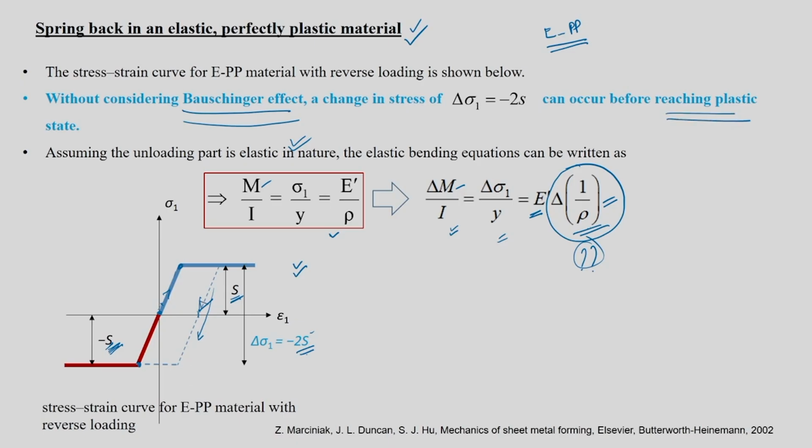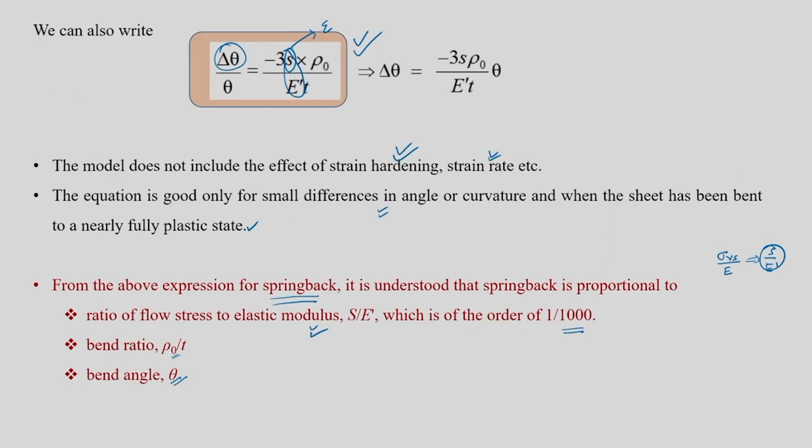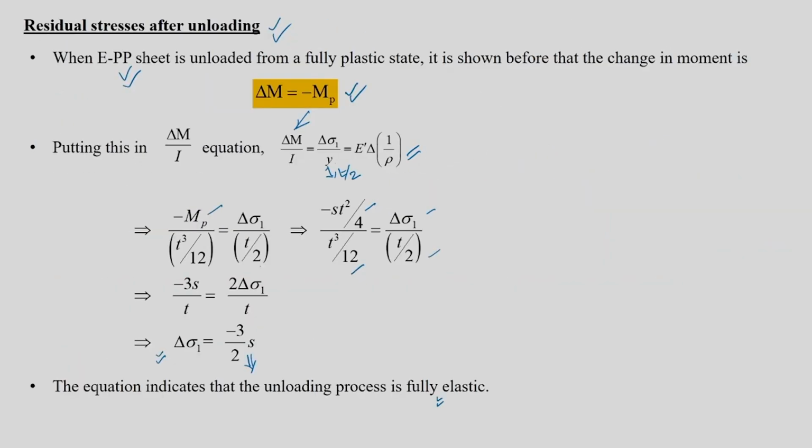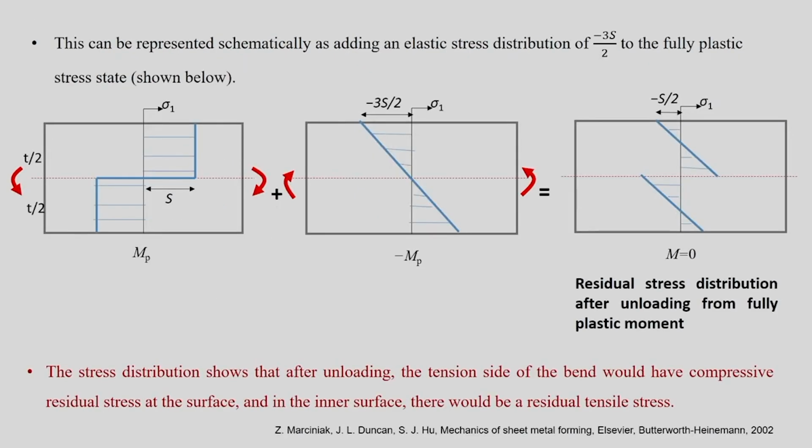So, 1.5 times S only, which means that the unloading is fully elastic. Now what I am going to do is add this delta sigma 1 to the already existing one, which is nothing but my S. This can be represented schematically as adding an elastic stress distribution, that is confirmed by now.